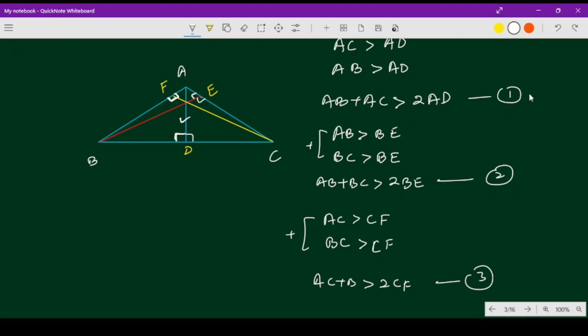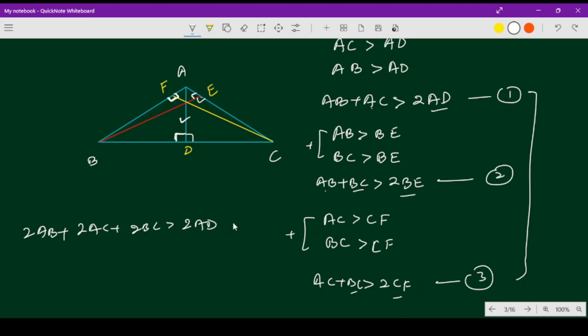Now, if we add these three inequalities together, on the left we have AB plus AC, here AB plus BC, here AC plus BC, and on the right 2AD, 2BE, 2CF. So by adding, AB and AB, we get 2AB. Now here AC and here AC, 2AC, and here we have BC and here also BC, 2BC is bigger than 2 times AD, 2 times BE, 2 times CF.